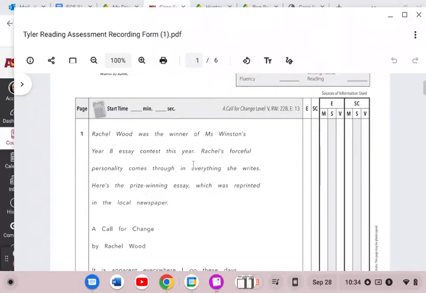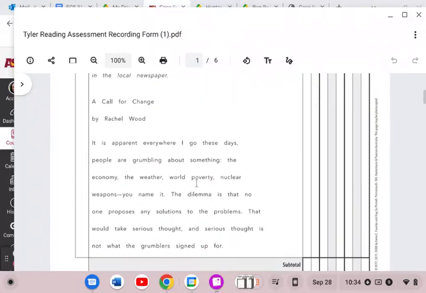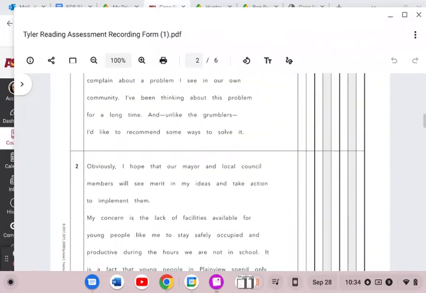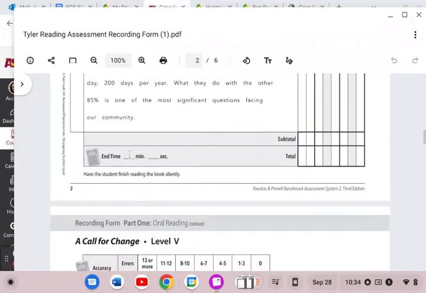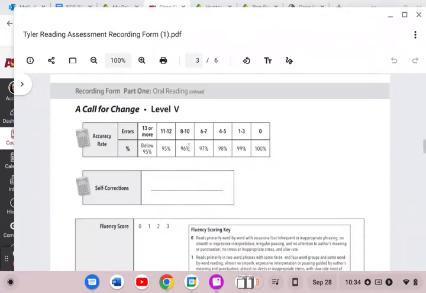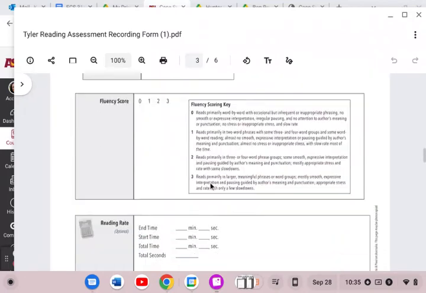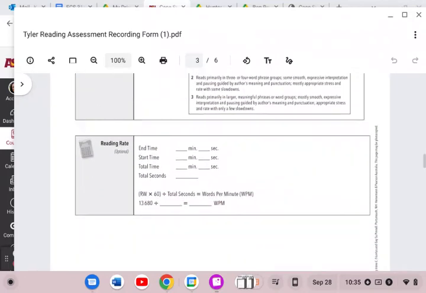So Tyler's, you would keep track of the errors. You would make sure you're timing how long it takes. You're going all the way to the end. Once Tyler's done, you put the minutes and the seconds. You calculate, you're looking at how many errors were made, how many self-corrections, and it's much like Hunter's. And then you would find the words per minute.